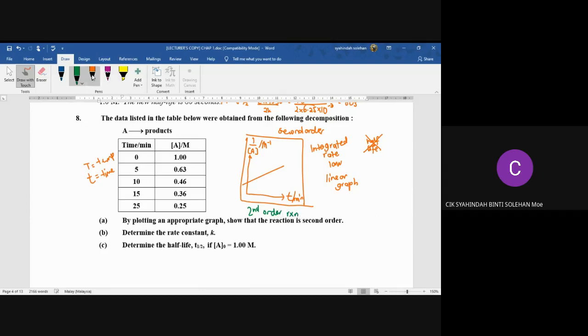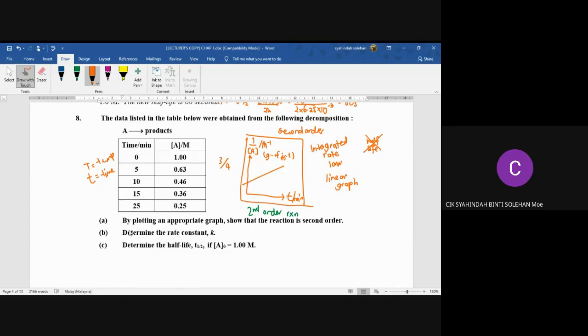reaction. Okay, and please don't forget bila you nak lukis graph ni, jangan lupa letak title. Graph of 1 over concentration of A against time, macam tu. Okay, and I hope that you fully utilize your graph paper. Make sure you lukis graph tu yang bila straight line ni memenuhi ruang 3/4 daripada kertas graph kamu.